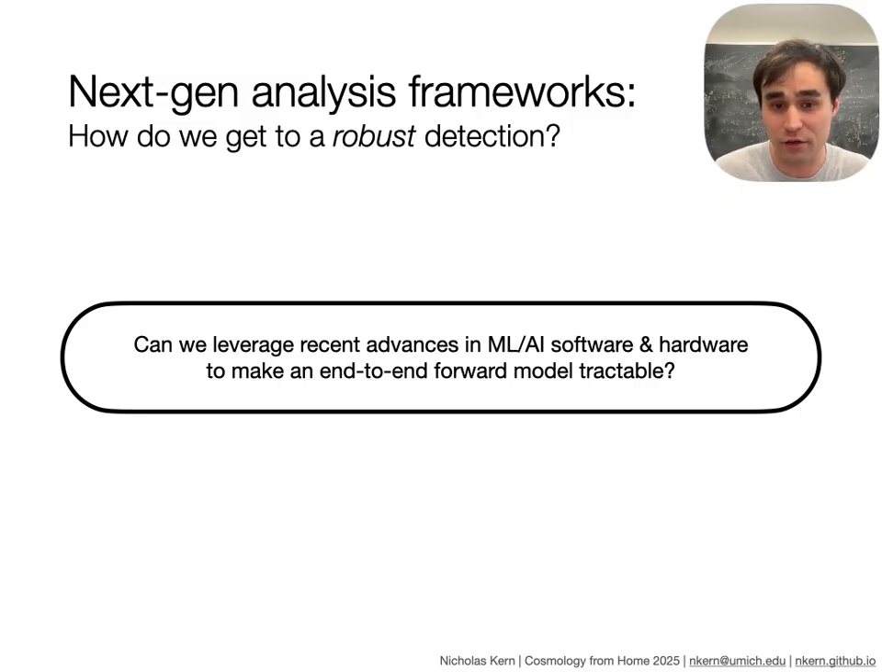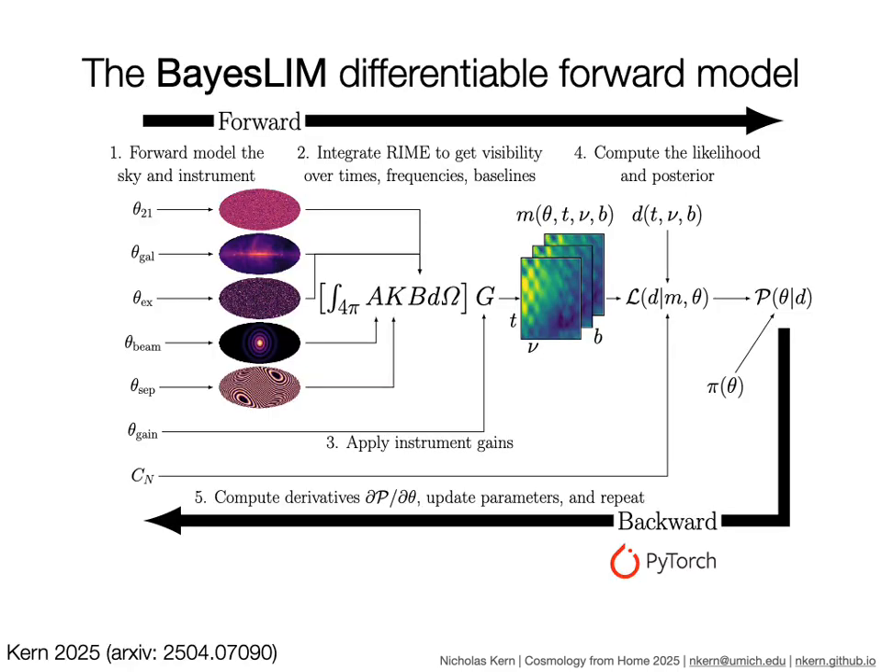And it turns out that there is a big chunk of this problem that we can take simply from this kind of acceleration. And so this is the motivation for a paper that I just put out that presents a new framework called BayesLim, which is the first differentiable Bayesian forward model for 21 centimeter intensity mapping to date. And this is giving you a schematic of what this looks like.